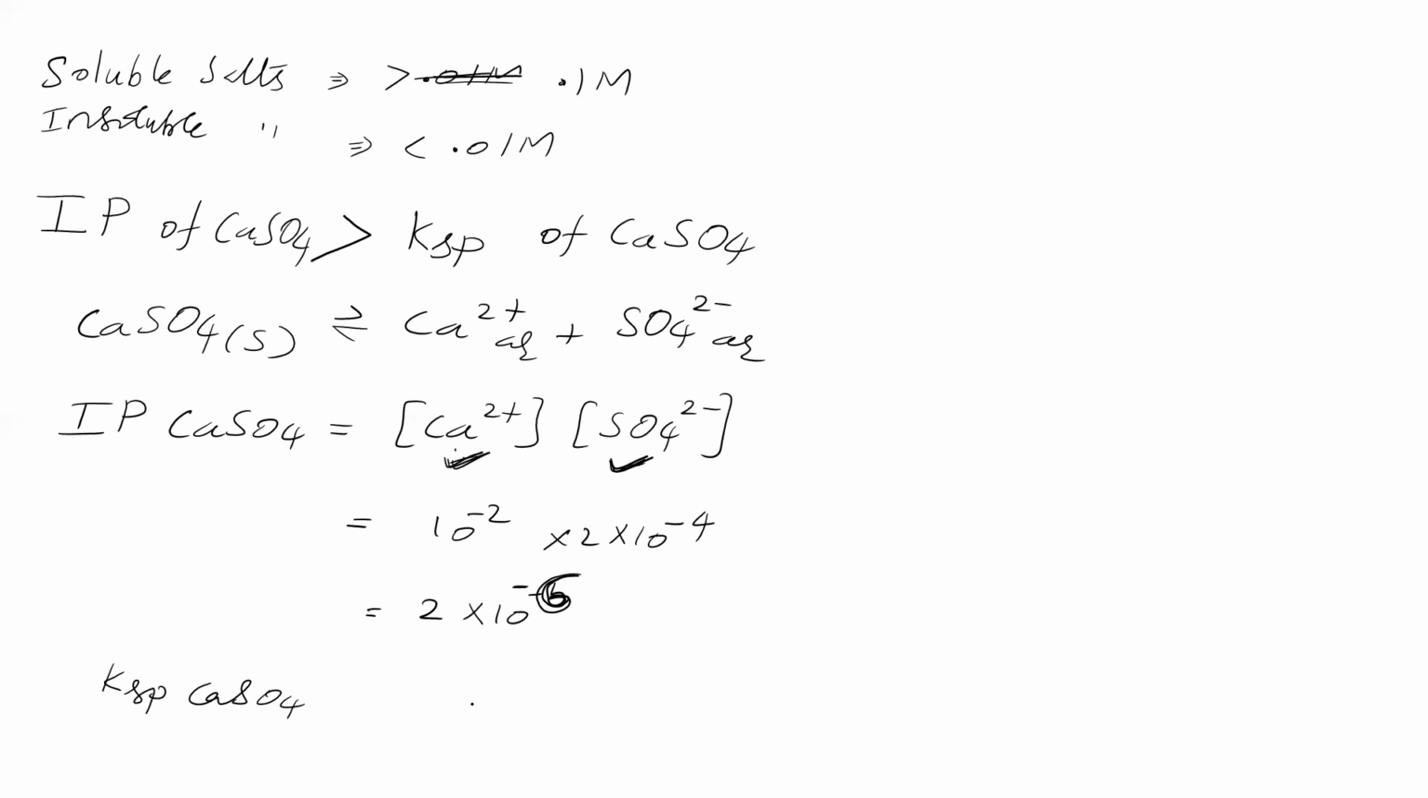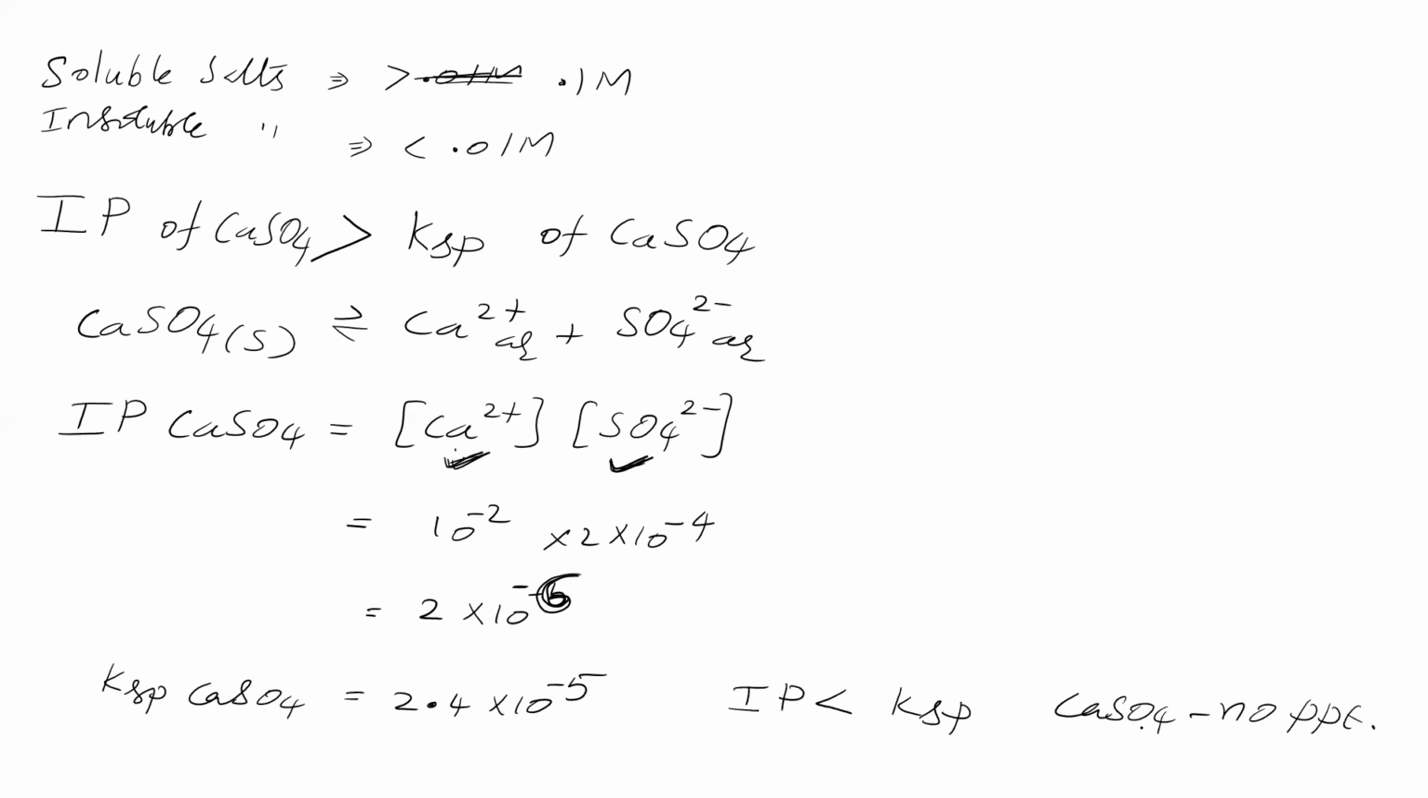The solubility product of calcium sulfate is given as 2.4 × 10^-5. Now let us compare the ionic product and the solubility product. The ionic product is less than the solubility product. The ionic product of calcium sulfate is less than the solubility product of calcium sulfate. Therefore, calcium sulfate will not be precipitated.